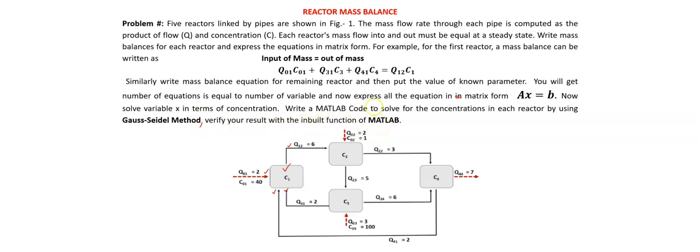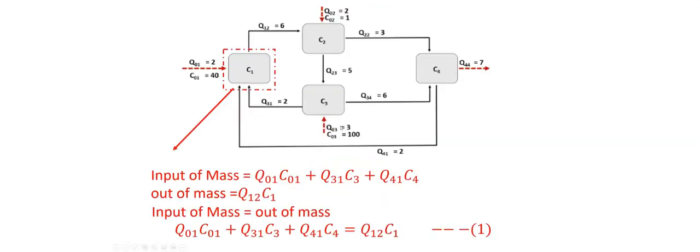Okay, now how do you solve this type of problem? So this is the flow sheet. Now we have to solve one by one. Now coming to reactor 1, C1. So input of mass, you already know, Q01, so Q01 into C01, so that is one input, and then another input, that mass flow rate into concentration, Q31 into C3.